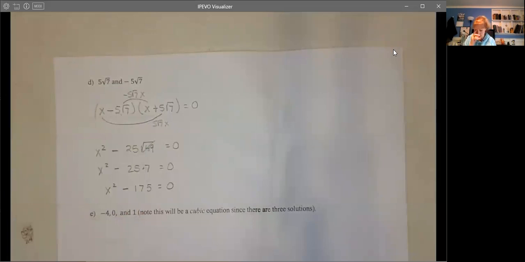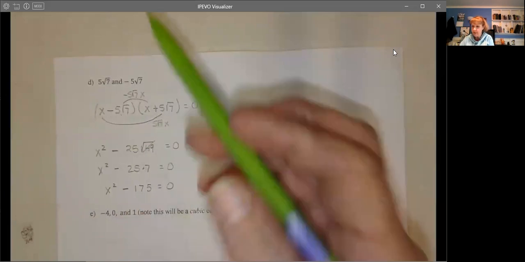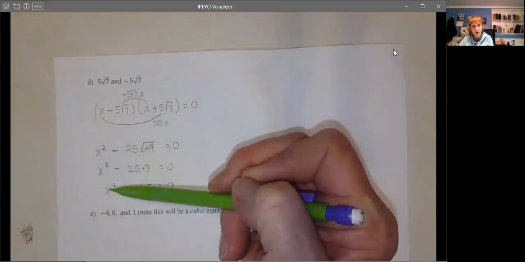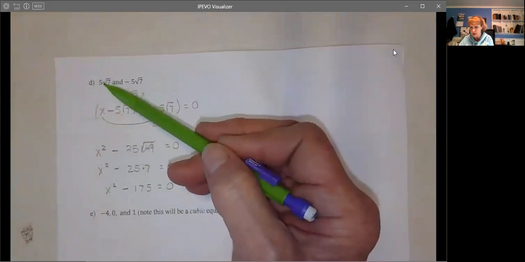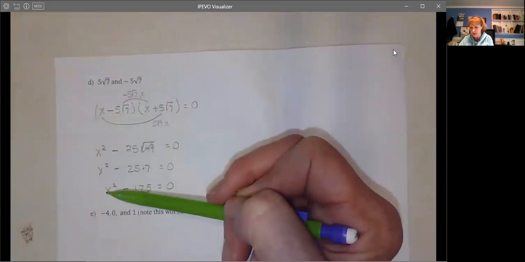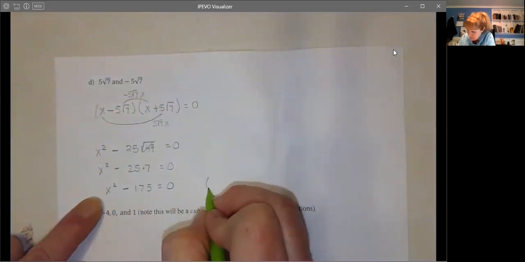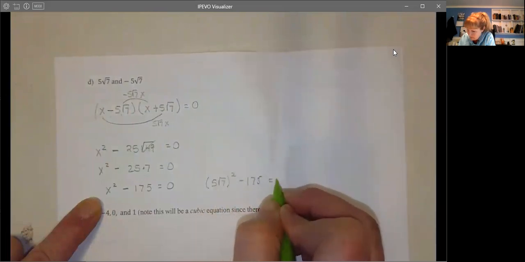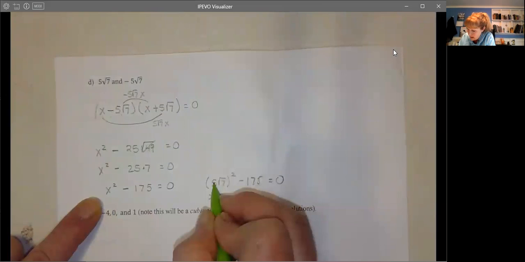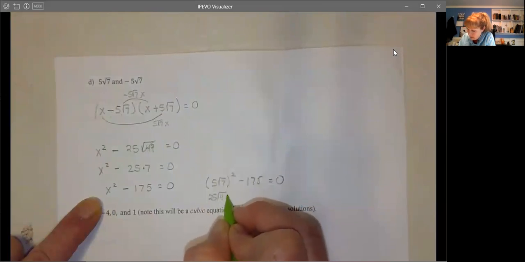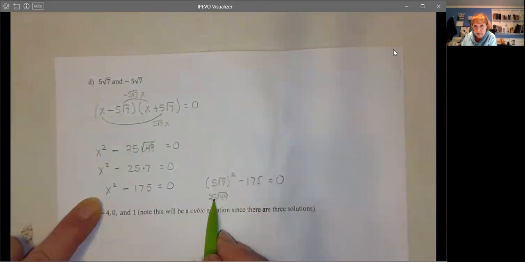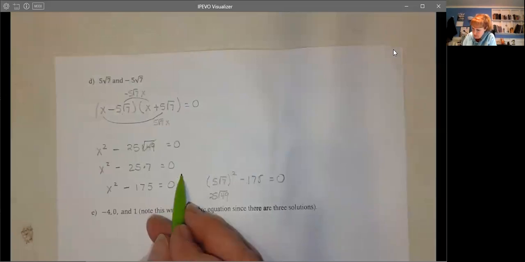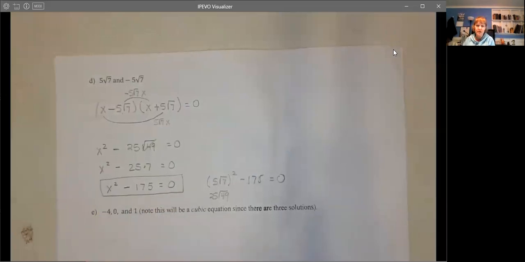So we'll check. You could substitute those in right here and square it. And when you square this, you get 25 square roots of 49. So when you square that and subtract 175, you get 25 times 7 is 175, minus 175 is 0. Okay. So it does work, so it doesn't hurt to check. All righty, let's try another one.